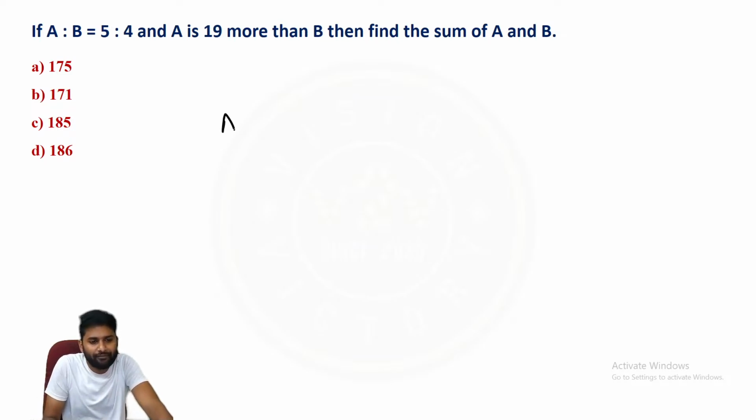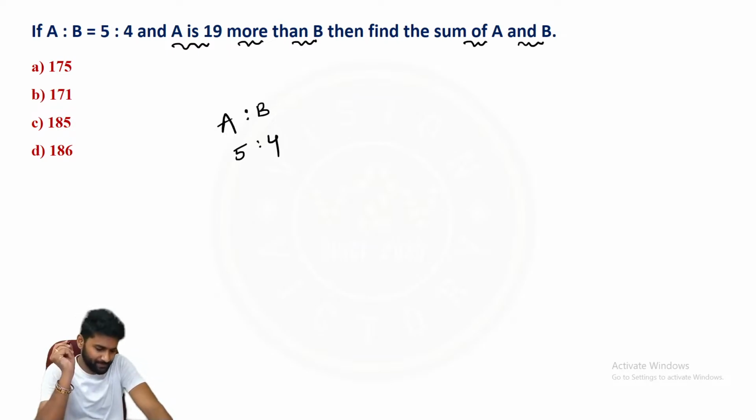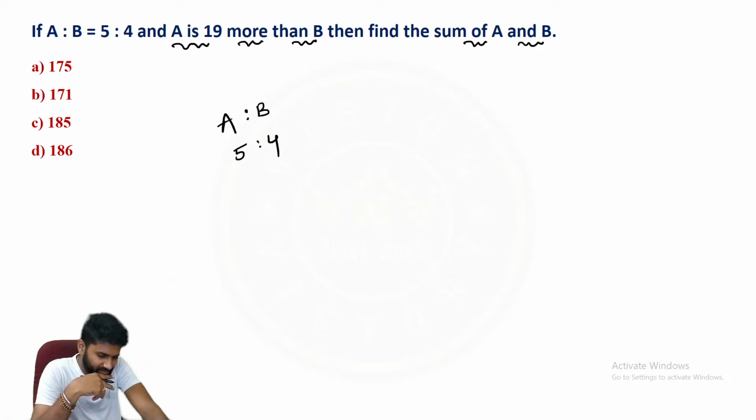Now see, A is to B is equal to 5 is to 4. Here the data says that A is 19 more than B. Then find the value of A plus B. Just go through this question. What is the value of A plus B?